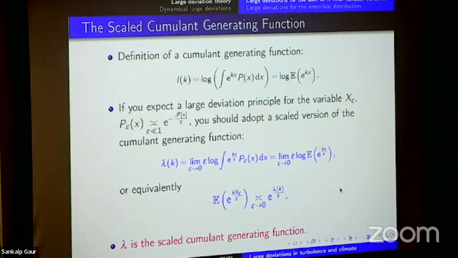And so this lambda here is called the scaled cumulant generating function. It means that we have properly scaled it with epsilon. It's still a cumulant generating function, but it is scaled with epsilon. And so this is the definition of the scaled cumulant generating function. Or equivalently, it's the same as saying that the average of the exponential of k x epsilon divided by epsilon is log equivalent to the exponential of lambda k divided by epsilon. Okay, this is just a definition so far.